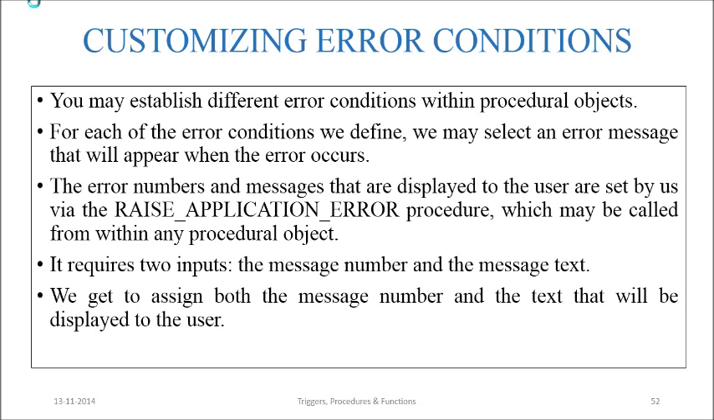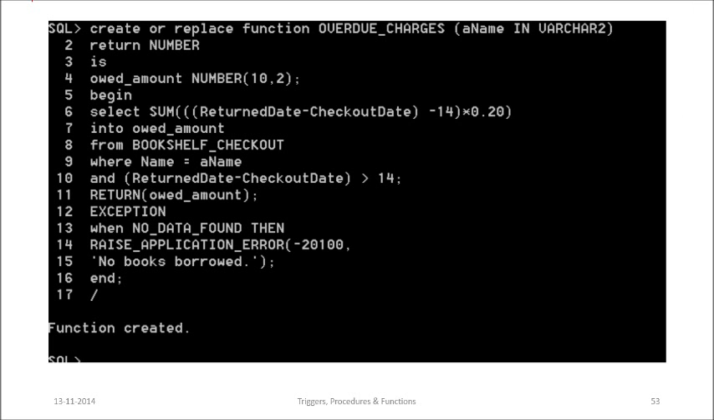So it requires two inputs. One is the message number and the other one is the message text. We get to assign both the message number and the text that will be displayed to the user. So in this, we are creating the function called overdue charges and passing the name as the argument. Then we are returning the number.